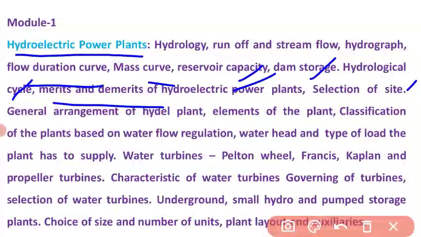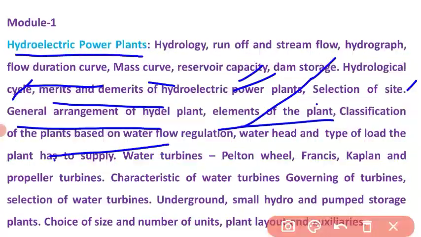Selection of site. So where to locate the hydroelectric power plant and which factors govern it, we are going to study here. Then general arrangement of hydel plant. It means the basic layout of a hydroelectric power plant and the elements of the plant, such as penstock and dam, and power stations consisting of some equipment. In detail, you are going to study the elements of plants. Classification of plants based on water flow regulation, water head, and type of load the plant has to supply.